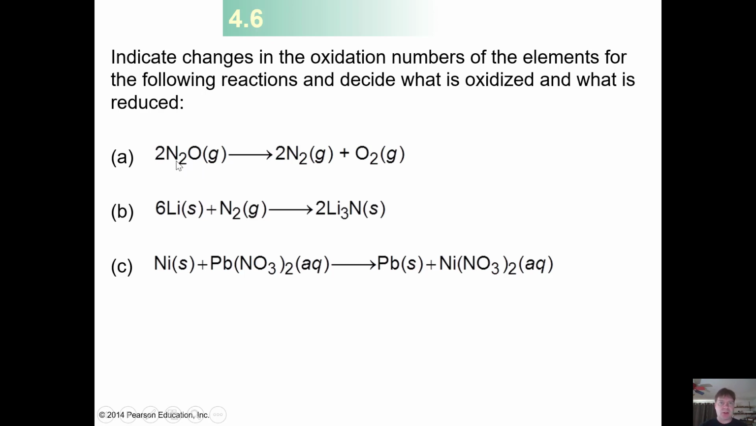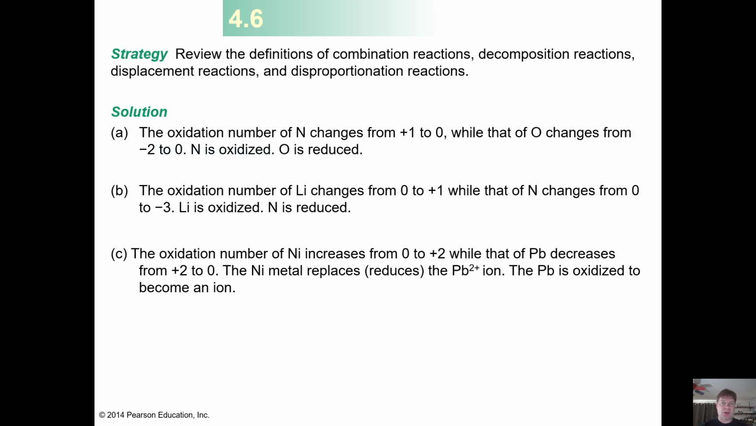So applying those oxidation state rules, we go from a +1 to a 0. It's by itself. Oxygen goes from a -2 to a 0 by itself. Okay, so that's assigning those oxidation numbers and seeing how we change those. So nitrogen went from +1 to 0, while oxygen went from -2 to 0. So the nitrogen is oxidized, the oxygen is reduced. Okay, so again, you want to remember how to know what's oxidized, how to know what's reduced.